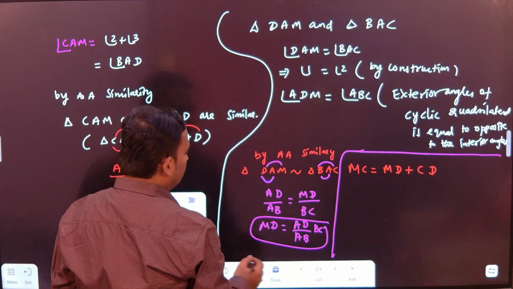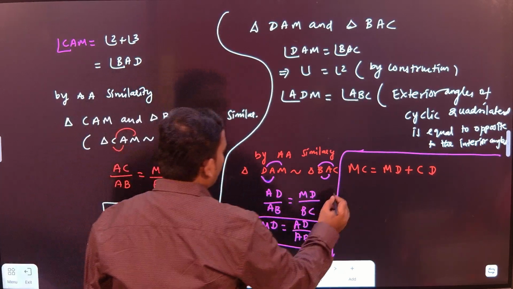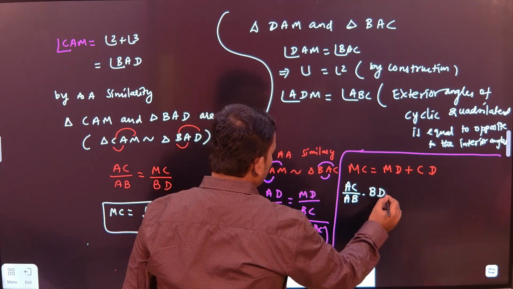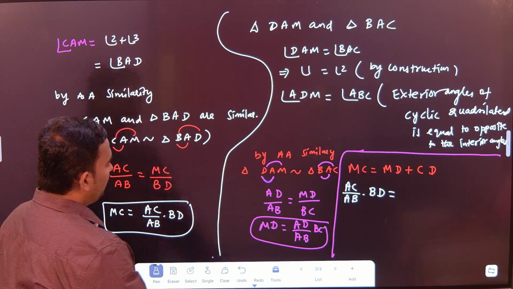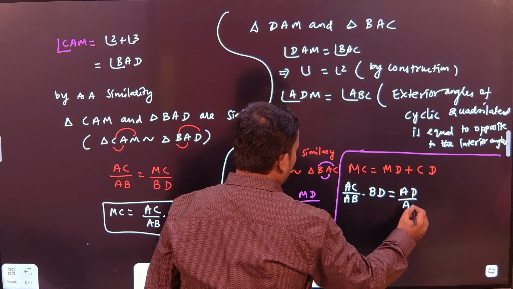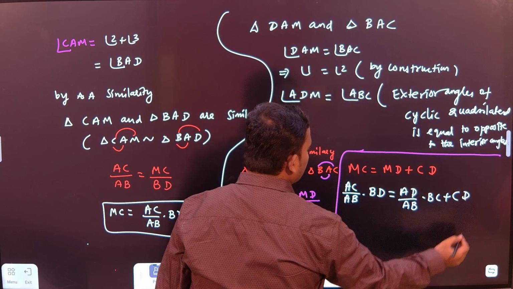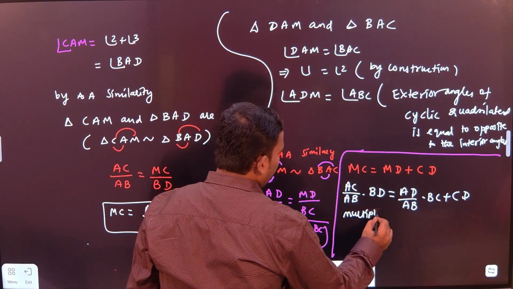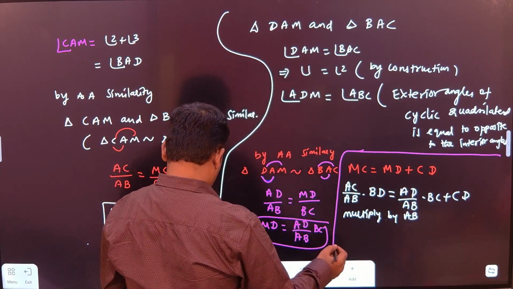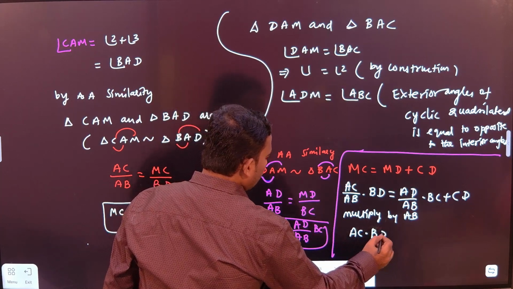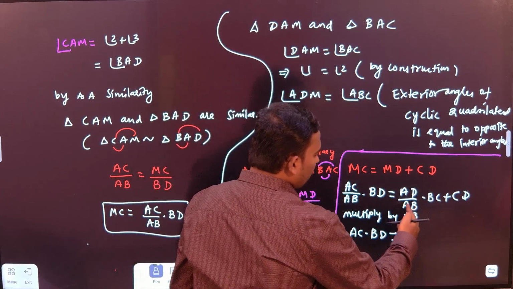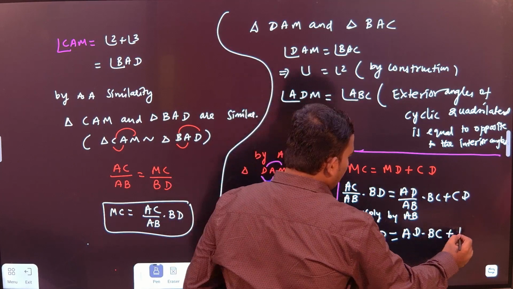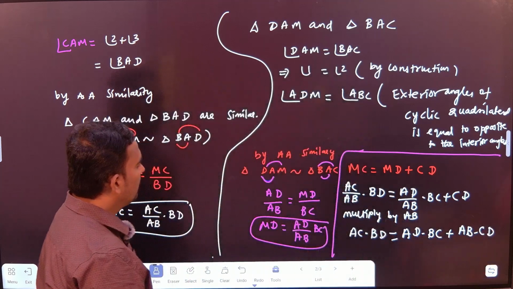What is MC here? We found, no? AC by AB into BD is equal to MD. MD just now we got it, right? AD by AB into BC plus CD. So now you have to multiply by AB on both sides. Then what will we get? AC into BD, that is the product of the diagonals, equals, if you multiply the first term, AD into BC, plus the last term, AB into CD. Clear?